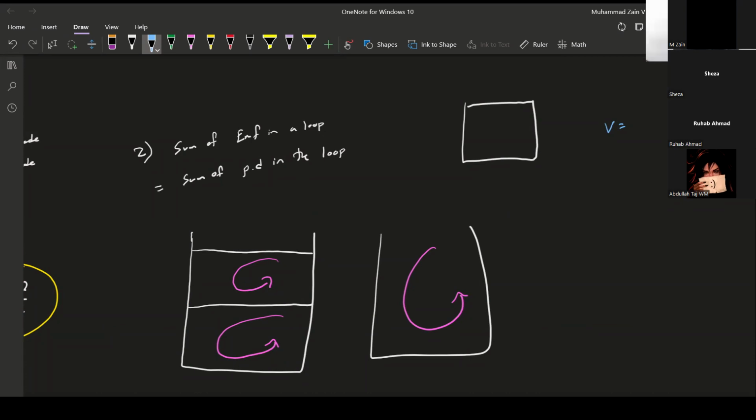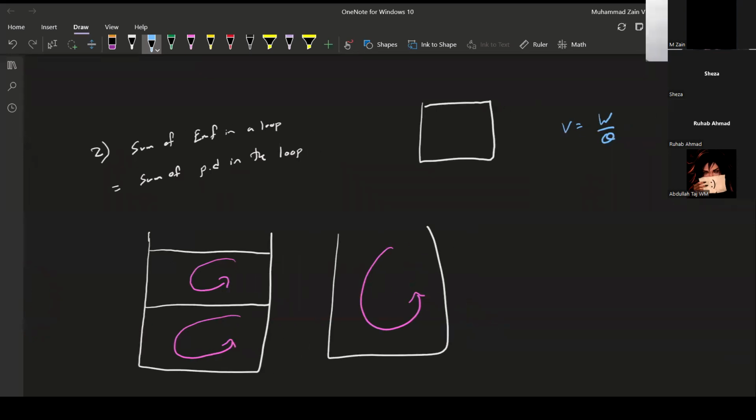Work done over charge. So obviously work done over charge, and in a loop the current is the same, so the flow of charge is the same. In other words, what this law tells us is that EMF is energy supplied into the circuit, and a potential difference is energy extracted from the circuit. So energy supplied into the circuit should be equal to the energy extracted from the circuit. That is what this law basically is, and it's another way to state the law of conservation of energy.